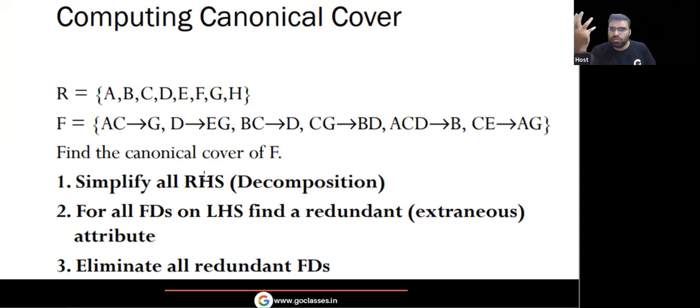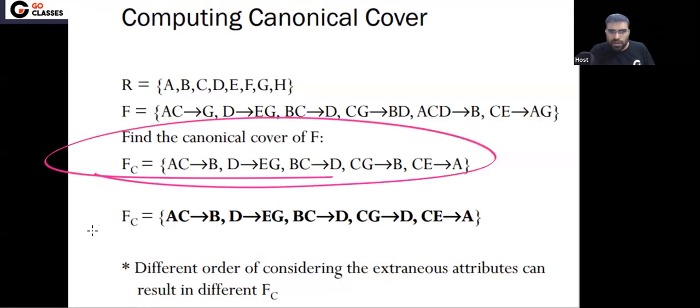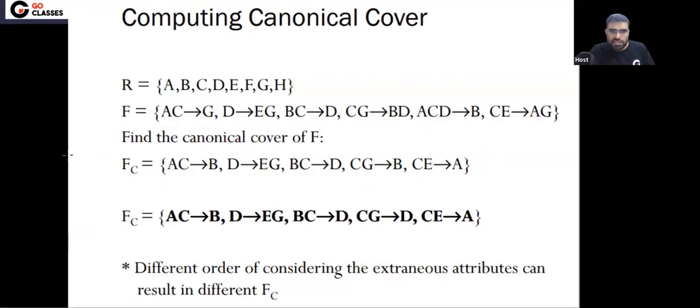Maybe you can get 2, 3, 4, 5, 6. I don't know. But the point is, you can get many minimal covers. At least 2 minimal covers you try to find. This is the homework. At least 2 minimal covers I have given to you. You can see this is one minimal cover, and this is another minimal cover.